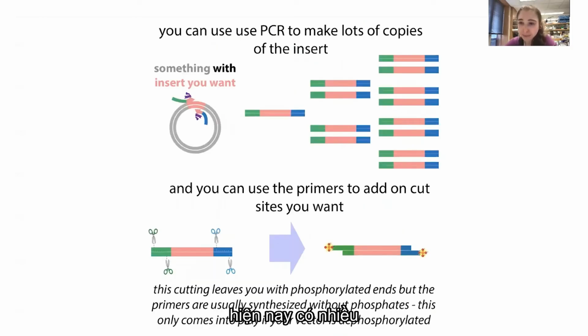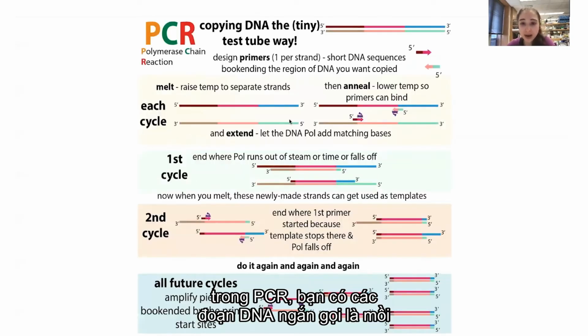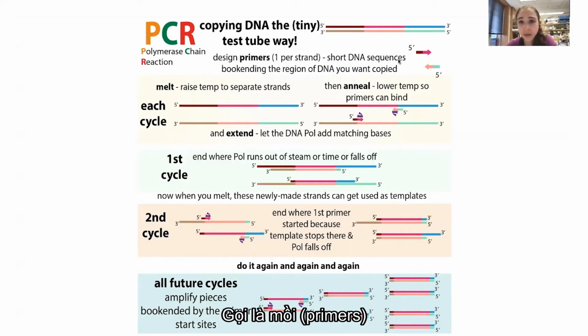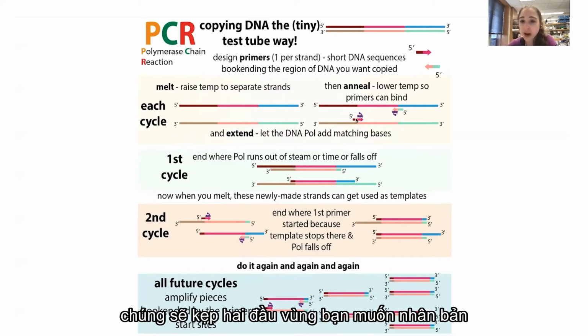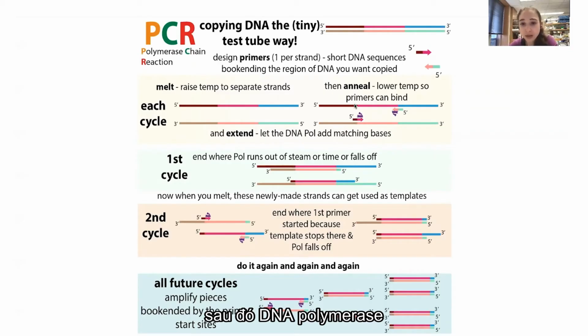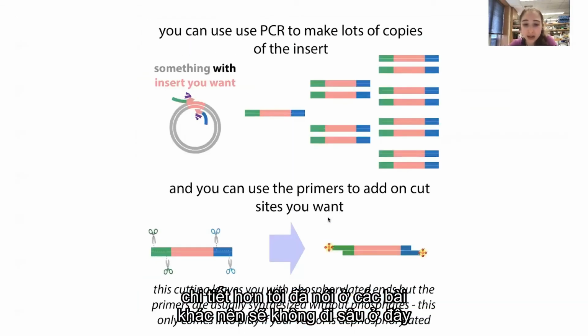There are some different companies that have proprietary cloning strategies based on something similar. You can make PCR copies of the insert and use the primers to add the cut sites you want. With PCR, basically you have these little pieces of DNA called primers, and they're going to bookend the region you want copied, and then the DNA polymerase will make lots and lots of copies of the bookended region. There's much more on this in other posts, so I'm not going to go into it.